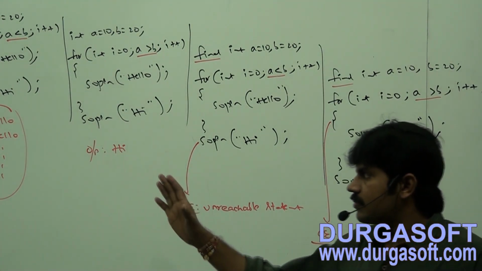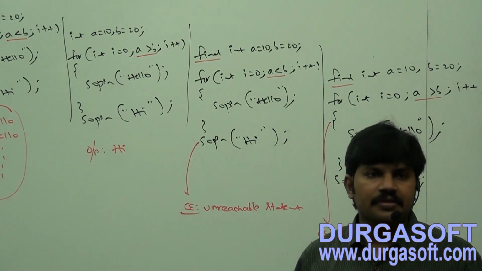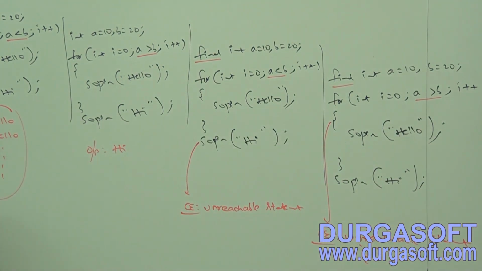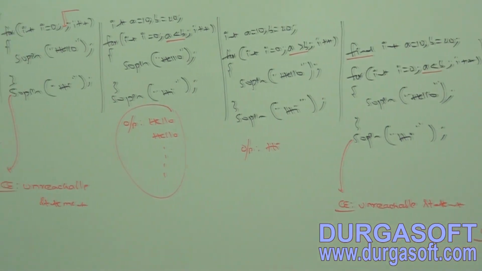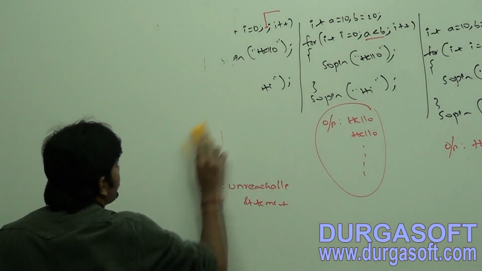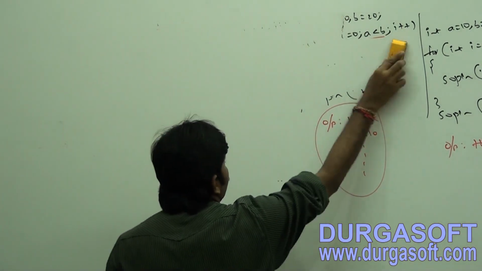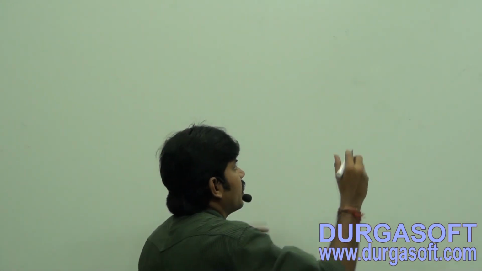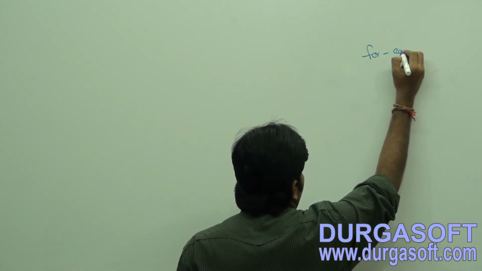So I hope you people are aware of all these things, right? Now the next loop we have to discuss. Can you spell out what the next one is? For each loop. Next one, for each loop.